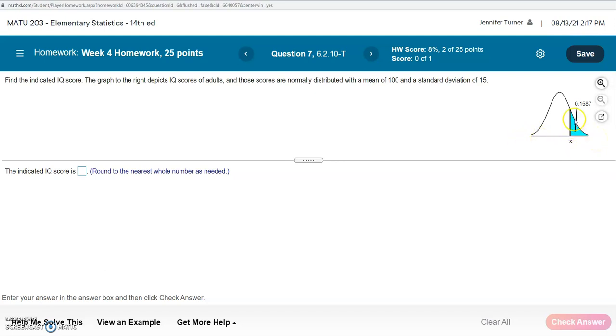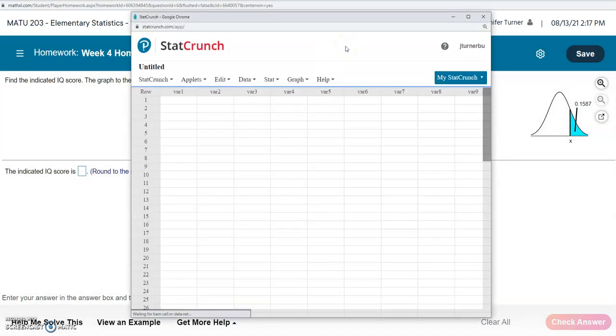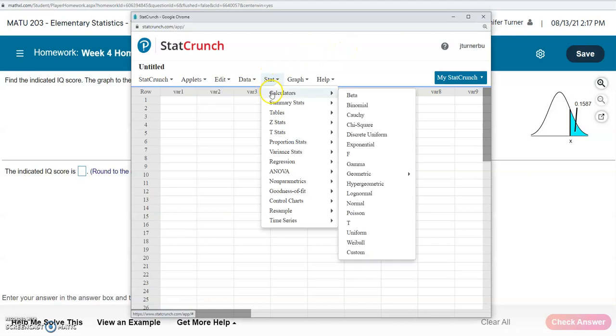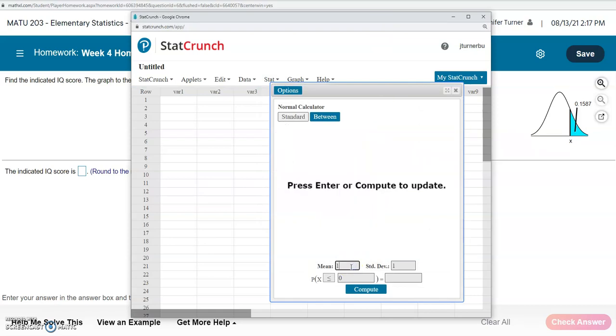And what they're telling us is this shaded area up here. So this is the probability that a person would score higher, right, to the right of that score. So we know the probability this time, but we don't actually know what the score was. But we can still use the same place in StatCrunch to help us solve this. So again, it's Stat, Calculators, Normal. So this time we had a different mean and standard deviation. This time they said the mean was 100 and the standard deviation was 15.